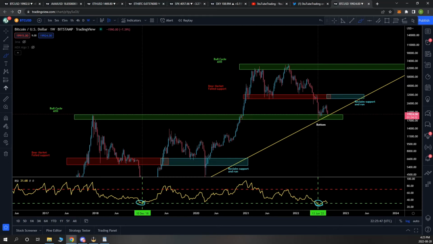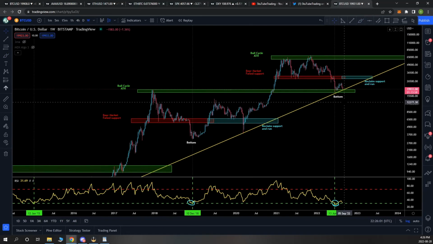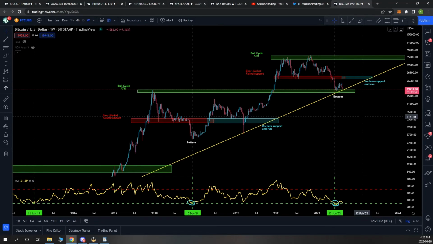Chamber of X says he doesn't think the macro bottom is in. The macro environment is so much different than at any point in Bitcoin history. And I would agree, it's definitely different. But like I said earlier, I'm not a fundamental guy. I really don't follow too much other than the charts themselves.